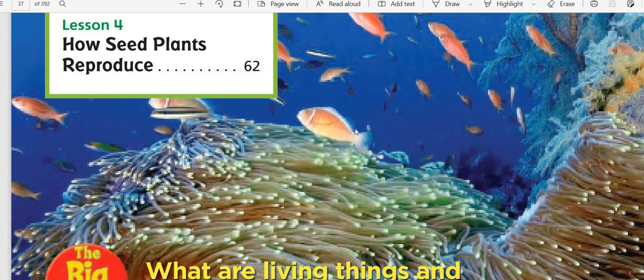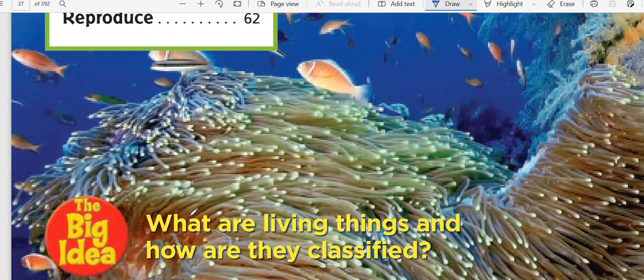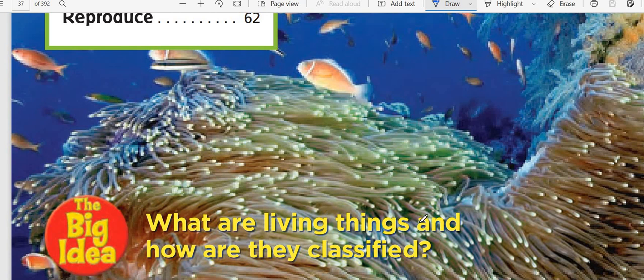Today I'm going to start a new lesson, a new chapter, about the classification of living organisms or living things. We have many groups and many species among us, so scientists tend to classify them into groups so it will be easy to study them. The question now is: what are the living things and how are they classified? How can we put them inside a group? Classify means to put the living organisms in a group.